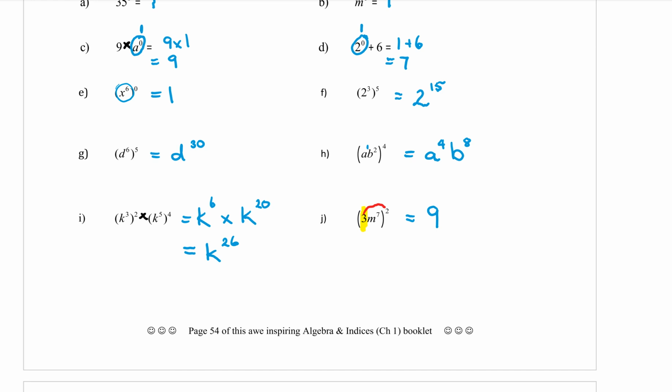Okay, then we can do the fourth law with the base of m. Those little powers there we need to multiply together. 7 times 2 is 14.